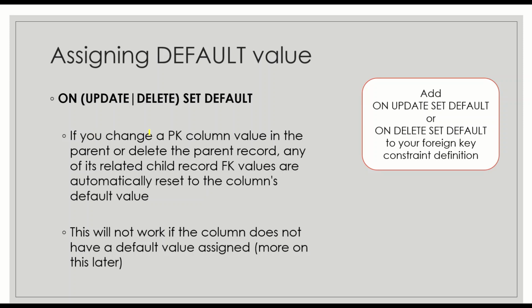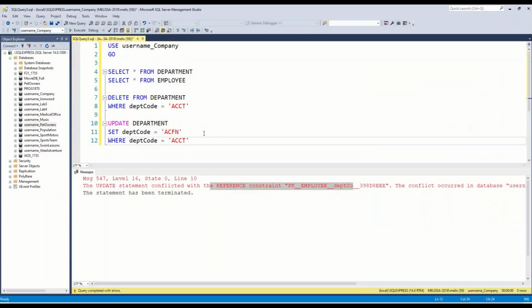And one of those would be to set a default value. So it says here, if you change a primary key column value in the parent or delete the parent record, any of the child records would automatically reset to the column's default value. So let's take a look at what that would mean here. If I deleted the accounting department, all of the employees who had that dept code would have their dept code changed to some default value.